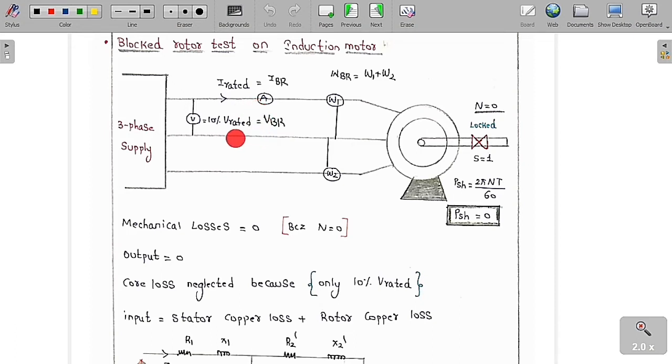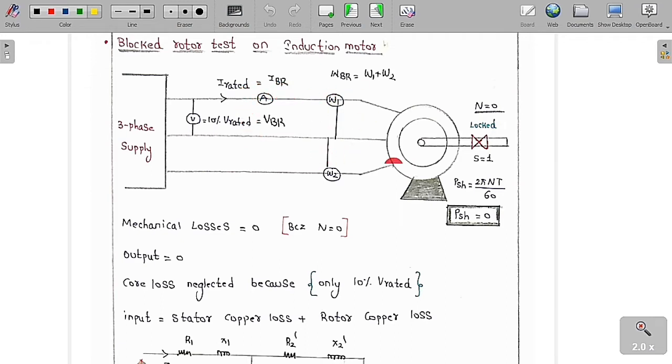So whatever the rotor voltage at this condition, we need a very small amount of voltage, around 10% of the rated voltage, to produce the rated current in the stator. This I rated is called the blocked rotor current, IBR, and this VBR is equal to 10% of rated voltage. During this test we need a very low voltage to get the rated current.